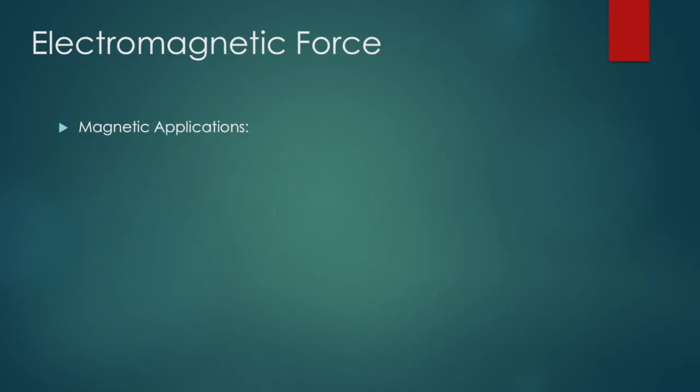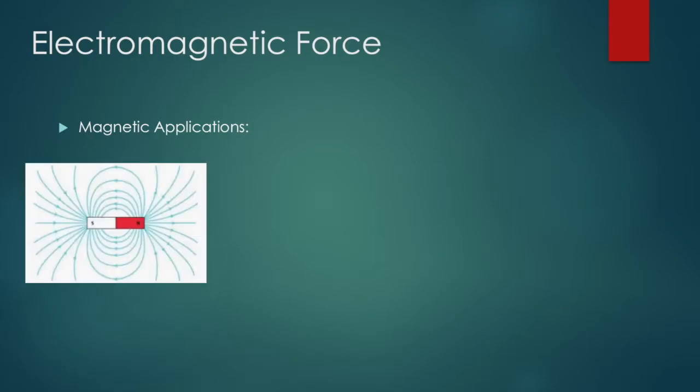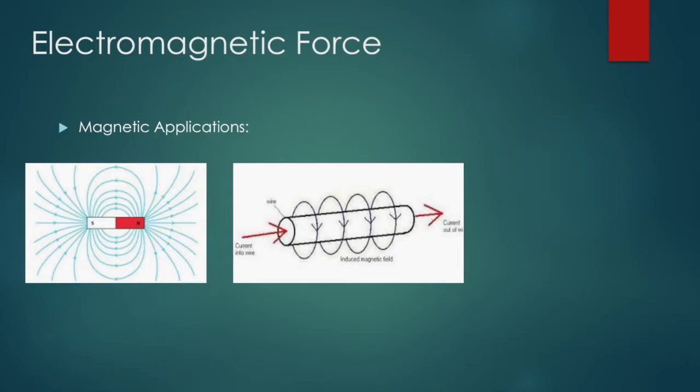Now on to magnetic applications of the electromagnetic force. This first picture shows a bar magnet, where magnetic field lines move from north to south. Like parallel plate conductors and field lines, the field lines exit and enter the surface at 90-degree angles. This second picture shows that a current through a straight wire causes an induced circular magnetic field as shown.